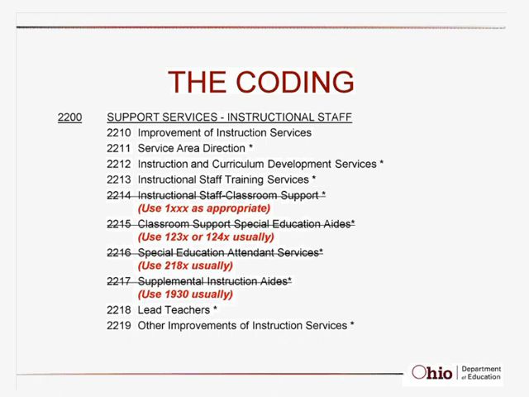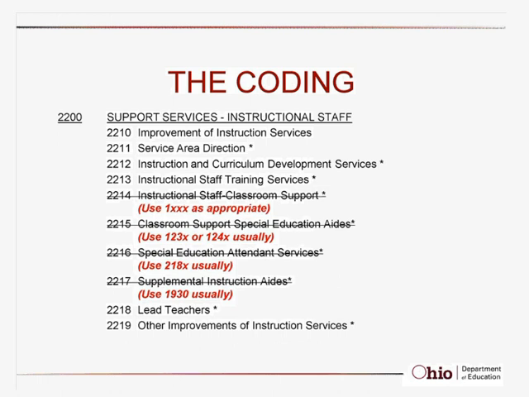And so if you look under the coding that you see in front of you, you still have improvement of instruction and staff training and all that, but we are moving all those aides that work directly doing instruction, we are moving them all to the 1000s. Now, you'll see under there that 2216 has a 2180 code. That is incorrect. If you look at our PowerPoint that's on our website, it has been corrected to say that you will use 1230 or 1240, just like the 2215.